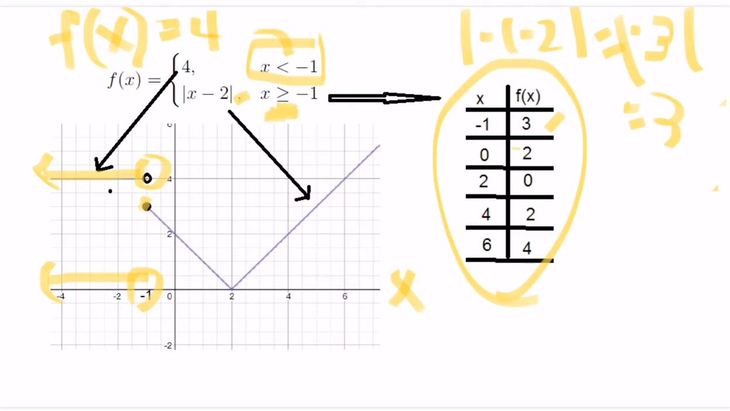Next, when x is 0, y is 2. When x is 2, y is 0. When x is 4, y is 2. When x is 6, y is 4. And then, since this is linear, since the highest exponent is 1, just connect with a straight line. So that is now the graph of our piecewise function.